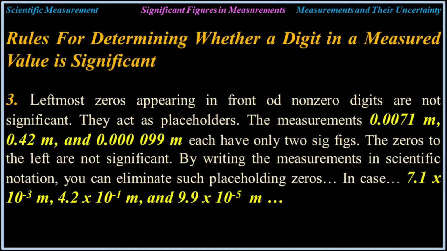By writing the measurements in scientific notation, you can eliminate such placeholding zeros: 7.1 times 10 to the negative third meters, 4.2 times 10 to the negative 1 meters, and 9.9 times 10 to the negative 5 meters. You see, in scientific notation, you only use significant figures, so there's no worry about what's significant and what isn't. However, if you're going to convert to scientific notation, you have to know which digits are significant to put in the scientific notation, or you'll be wrong.